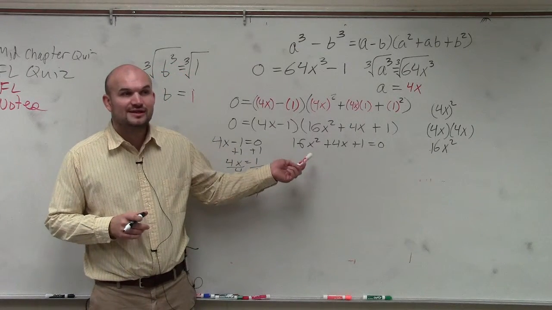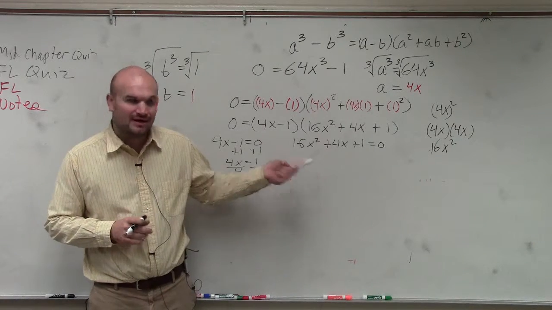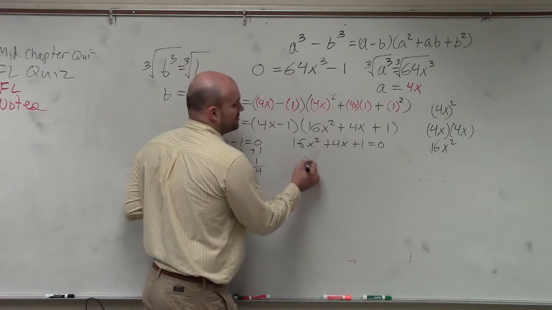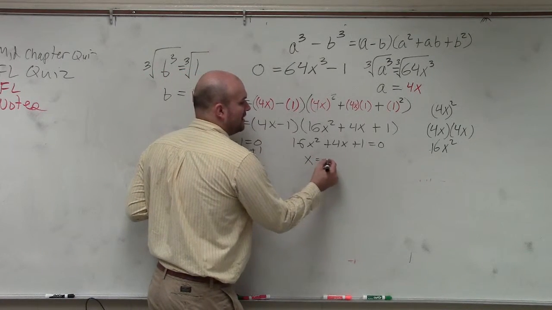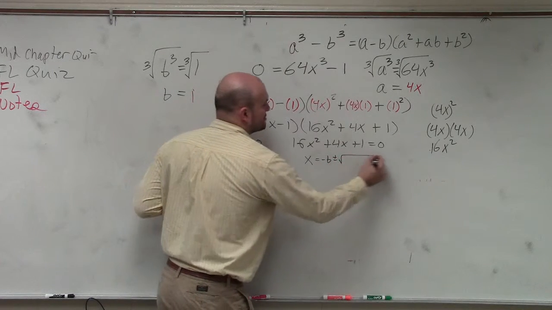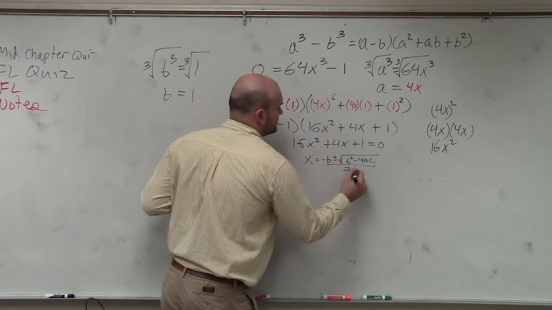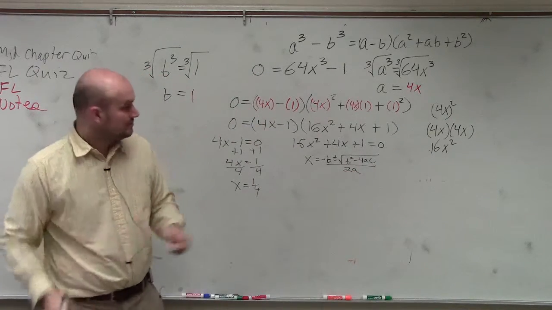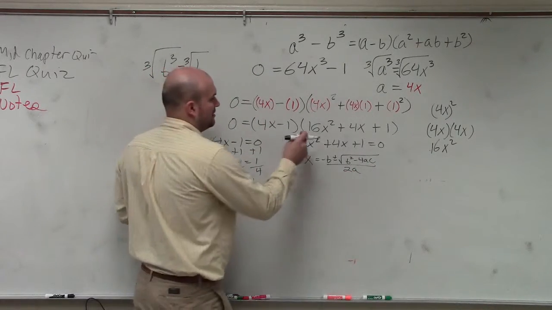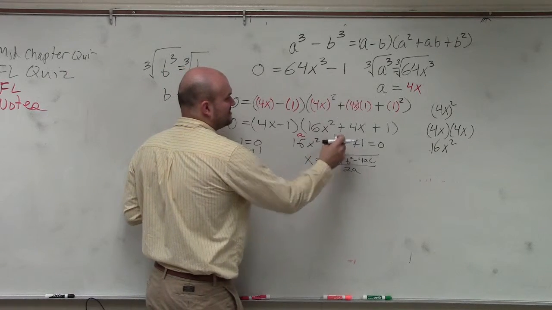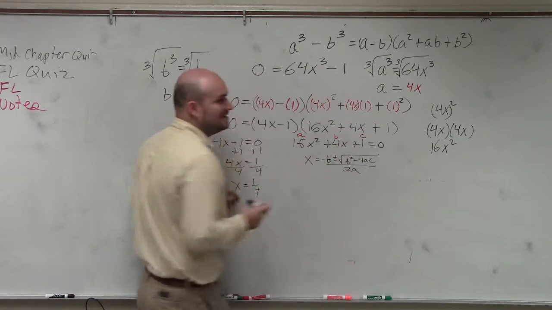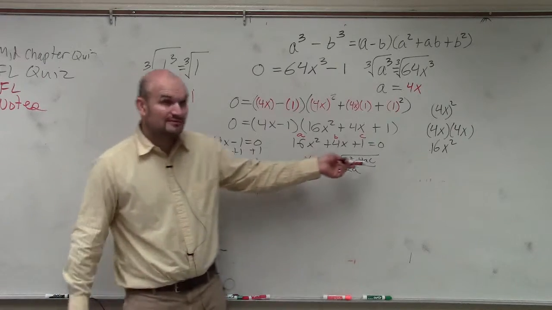So we'd have to use the quadratic formula. If you guys remember the quadratic formula, the solutions are opposite of b plus or minus the square root of b squared minus 4 times a times c, all over 2 times a. So now, do we know what a is? A is 16. Do we know what b is? B is 4. Do we know what c is? C is 1.